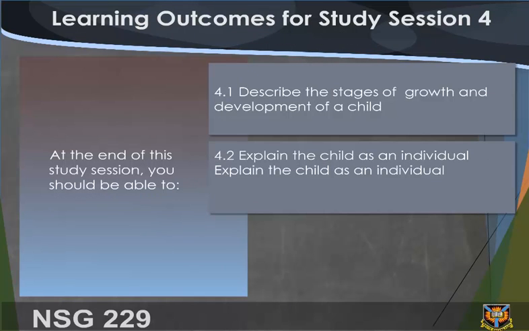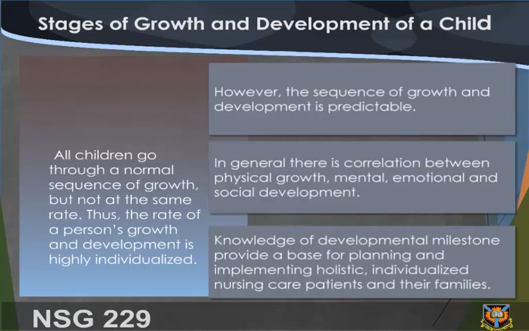Learning outcomes. At the end of this study session, you should be able to: 1. Describe the stages of growth and development of a child. 2. Explain the child as an individual. Stages of growth and development of a child.